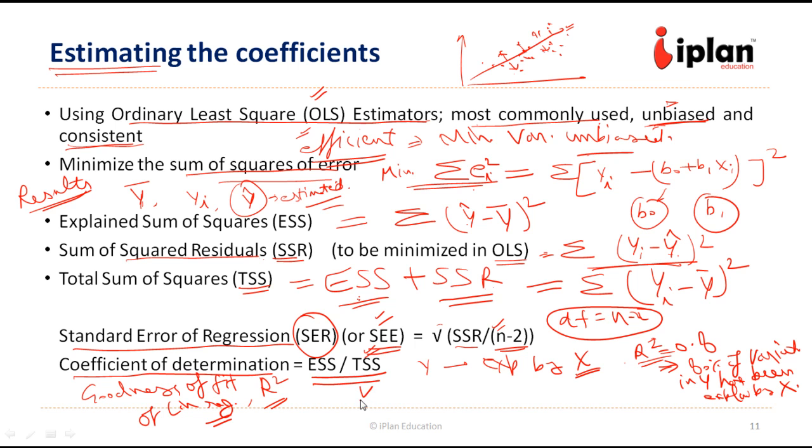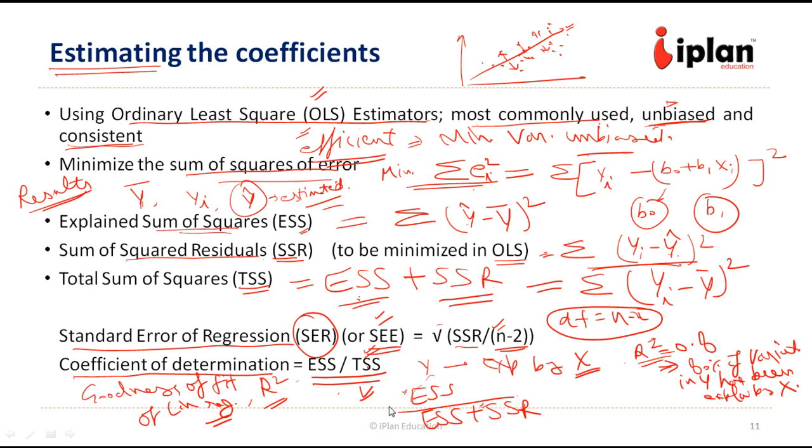The formula is ESS by TSS, that is explained sum of square. This is what has been explained by a model, divided by total sum of square. Or we can also write it as ESS, the explained sum of square, divided by TSS, which is the summation of the explained sum of squares plus the SSR, or sum of squared residuals. So basically this is explained and this is residual. So explained by explained plus residual, or explained by total. This is the coefficient of determination.